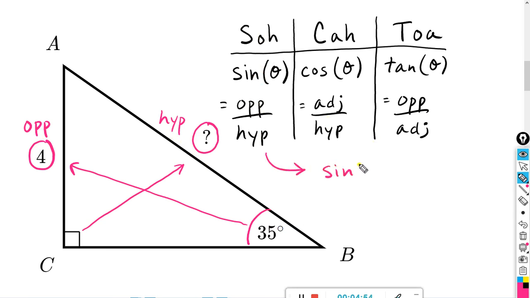All right, so sine of an angle, theta, equals opposite over hypotenuse. All right. The angle theta is 35 degrees. So sine of 35 degrees equals opposite, which is 4, divided by hypotenuse, which is question mark.